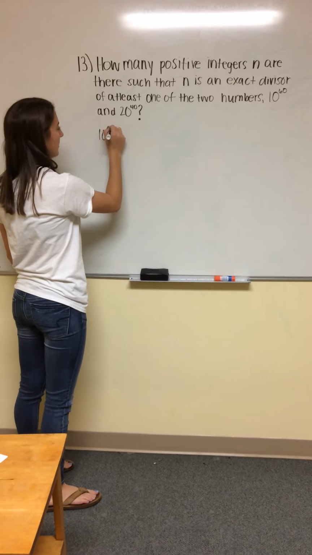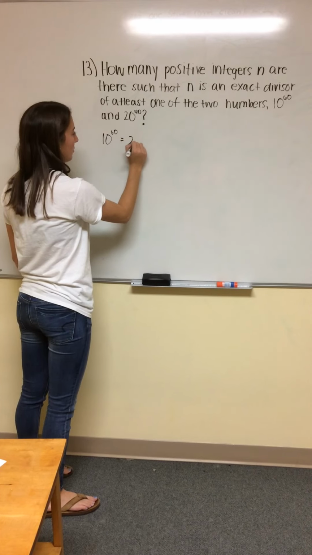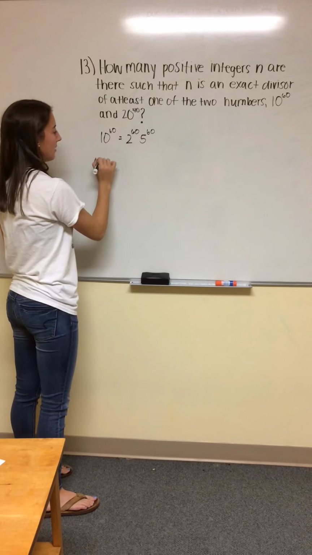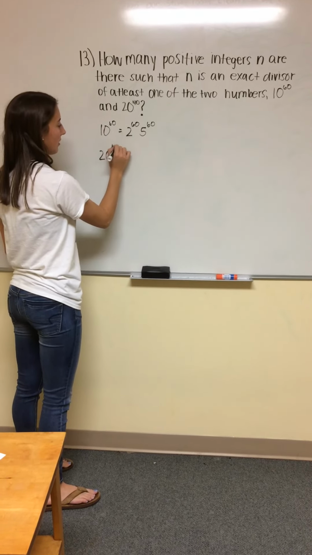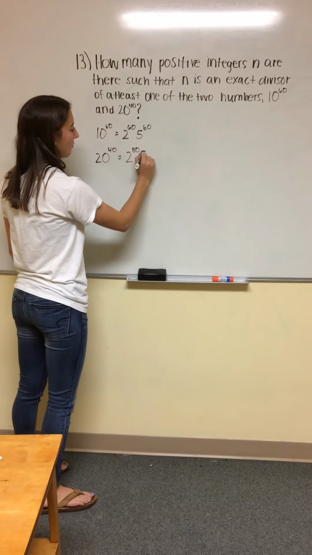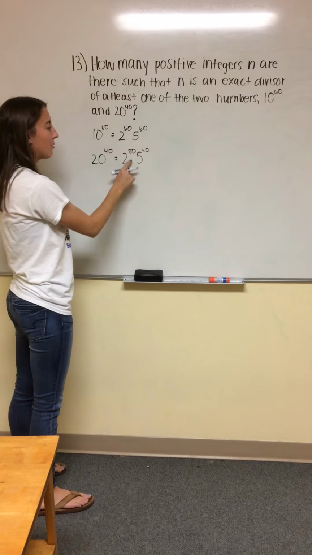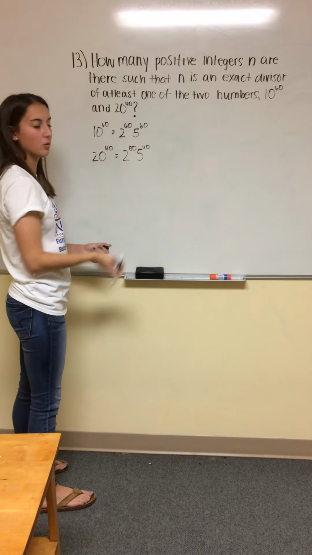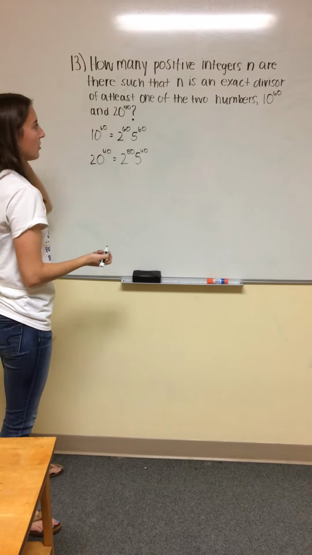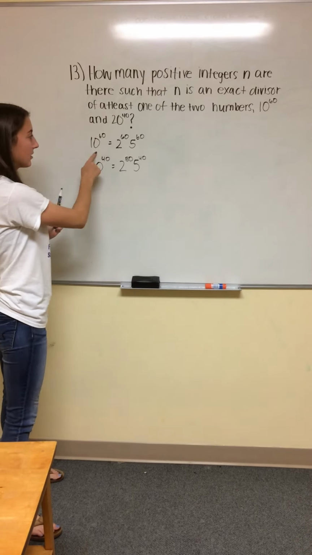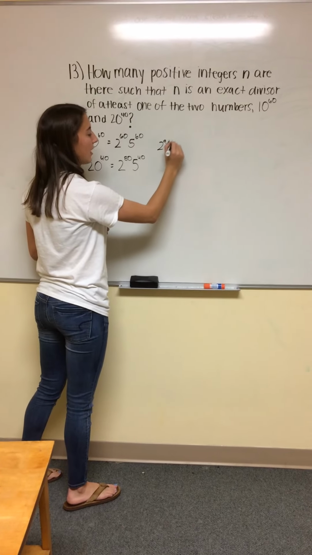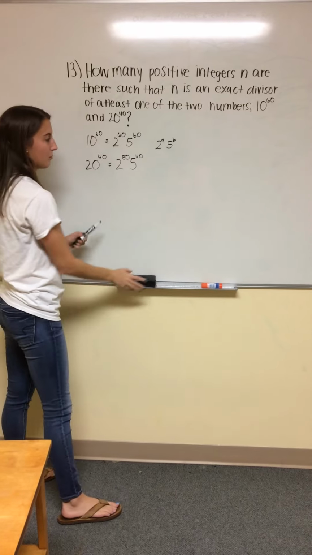So 10 to the 60th is equal to 2 to the 60th times 5 to the 60th, and 20 to the 40th is equal to 2 to the 80th times 5 to the 40th. You have to double the number for 2 because 5 times 4 is equal to 20, and there's 2 2's in the 4. So then, you know that any number that's a divisor of this is going to be in the form 2 to the a, 5 to the b, and it's going to be the same for both of them.